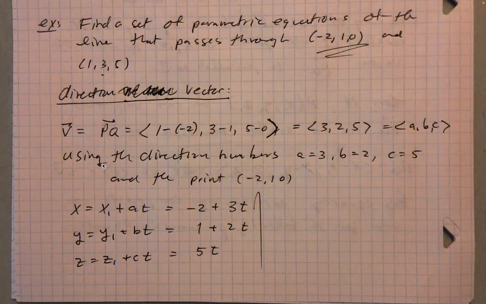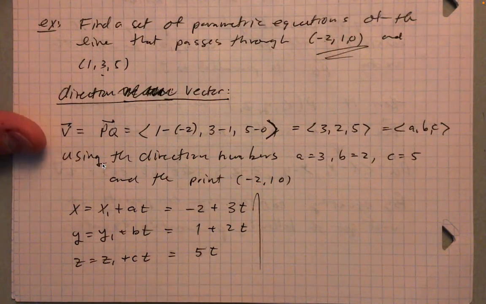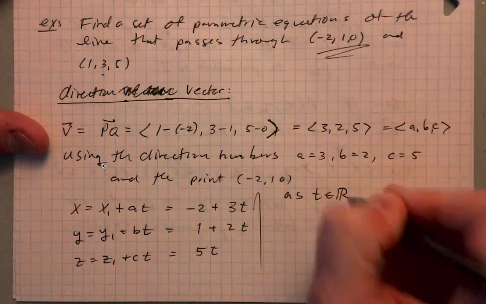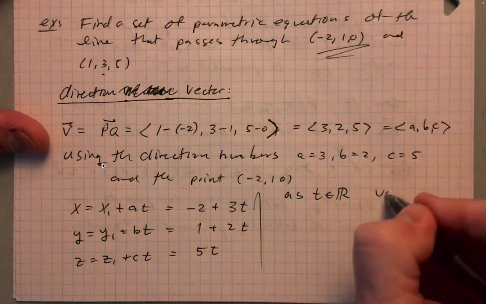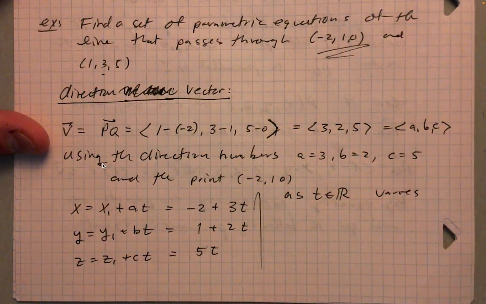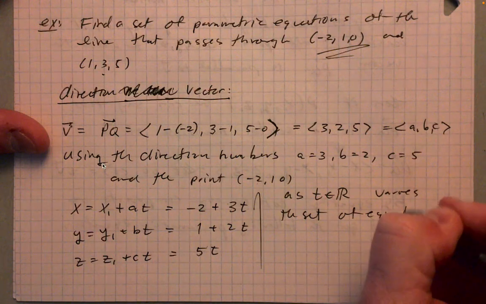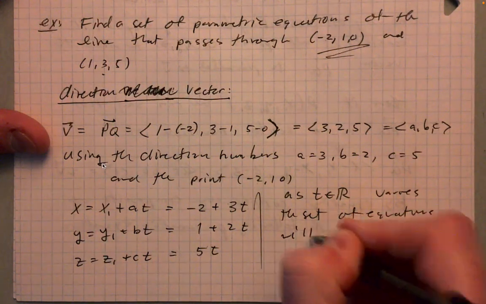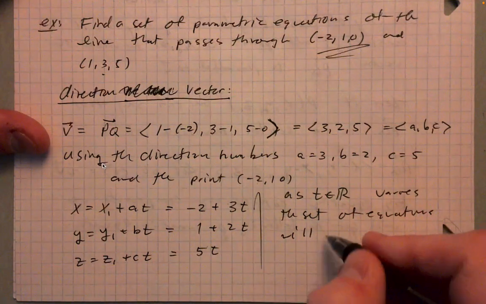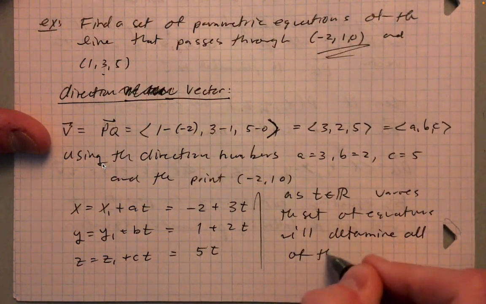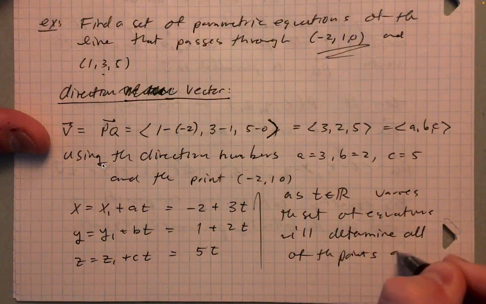Now, how do parametric equations like this work? As t, a real number, varies, the set of equations will basically determine all of the points on the line.